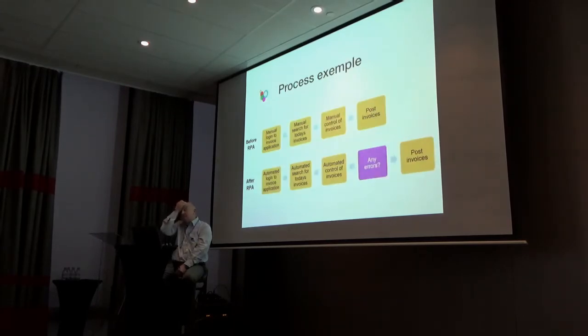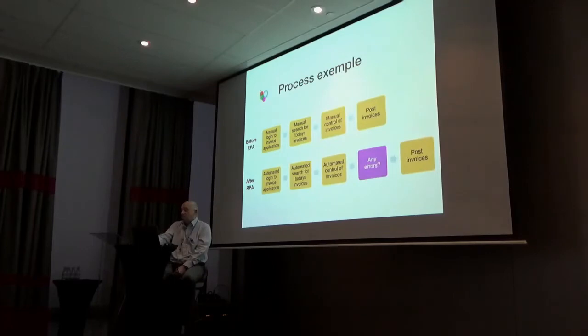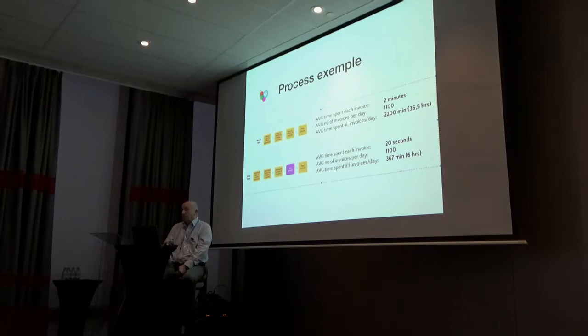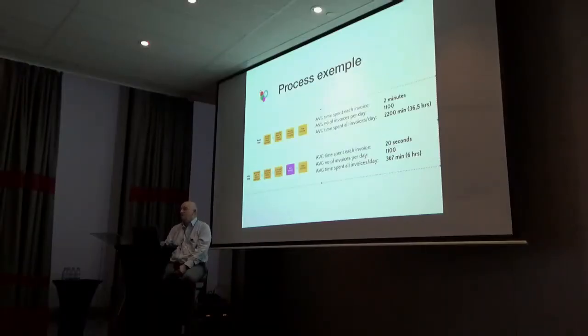Now, I just want to show you a process example, before RPA and after RPA. For example, if you have manual login to an invoice application, manual search every day of today's invoices, manual control of invoices, and posting the invoice, after RPA you can have automatic login to your application, automatic search of today's invoices, automatic control of the invoice, check for exceptions, errors, and so on, and post the invoice. This is a process that you can automate easily. Average time spent for each invoice is approximately two minutes. Average per day is 1,000 minutes. With RPA, you can see the result: in 20 seconds you can process each invoice, and you win a lot of time every day in terms of process.